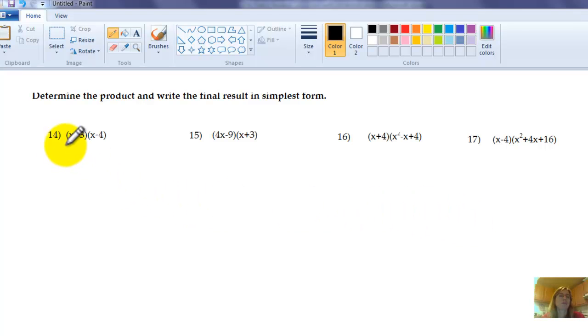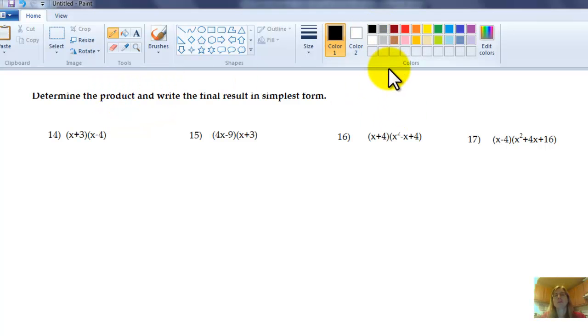Okay, these are problems 14, 15, 16, and 17 on test 4 review. It's asking you to write the product in simplest form, or determine the product and write it in simplest form. And remember, when we have these parentheses, we're looking at factors. So x plus 3 in parentheses is a factor with x minus 4, and that will equal a product. That's why they're using the word product.